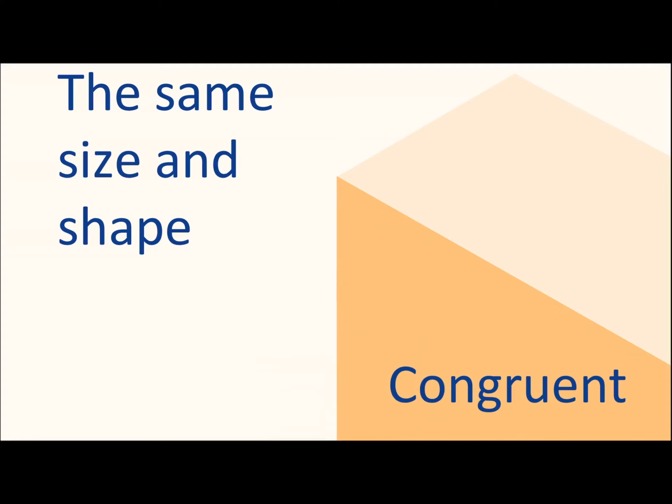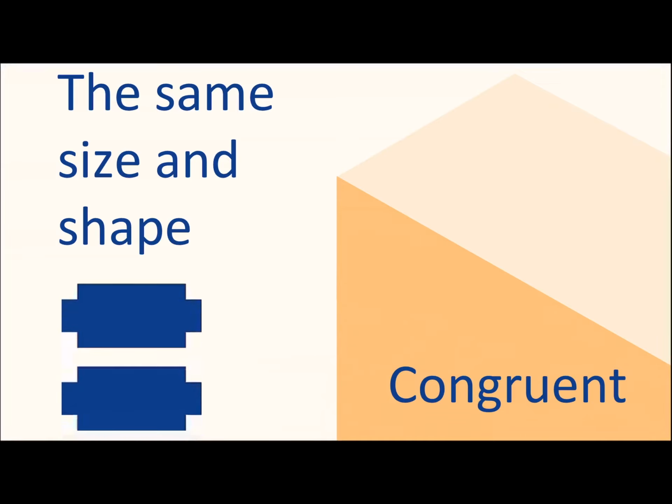Congruent. Congruent shapes are exactly the same. We use the word congruent in maths very specifically to say these shapes are perfectly identical. So they have the same shape and also they are exactly the same size. Here are 2 congruent, whatever that shape was.